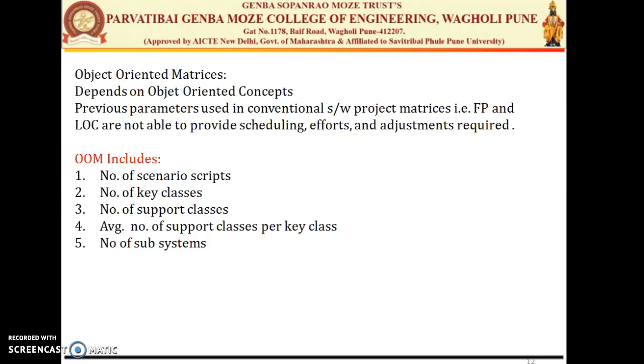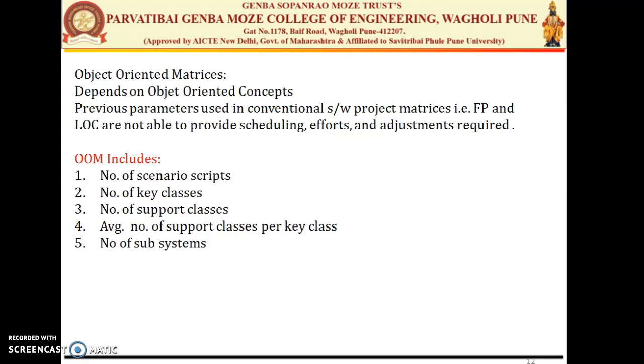And the fourth one is the average number of supportive classes per key class, that is, one class which has a problem domain and the number of supportive classes which are required for that key class. And the fifth is the number of subsystems, that is, how many modules a particular software project has. So this is included in the object oriented matrix.